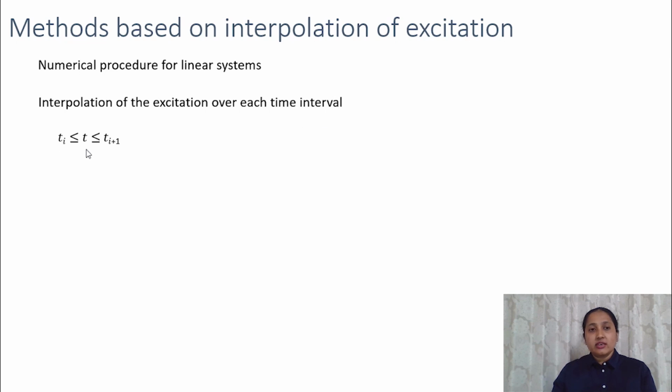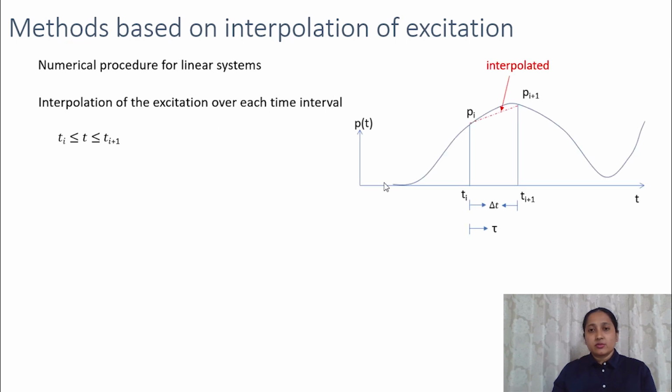So between Ti and Ti plus 1, the forcing function is interpolated. So this is the forcing function. The blue curve shows the actual forcing function, and we know the value of the force at Ti and Ti plus 1. So at Ti, the force is equal to Pi, and at Ti plus 1, the force is equal to Pi plus 1. So in between, that is between Ti and Ti plus 1, in this interval, the forcing function is interpolated as shown here.